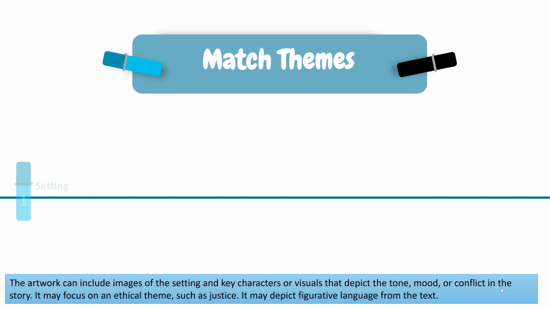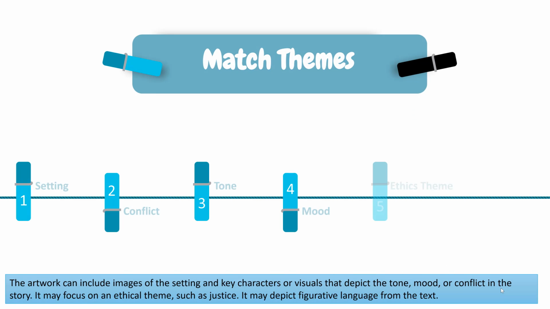The artwork can include images of the setting and key characters, or visuals that depict the tone, mood, or conflict in the story. It may focus on an ethical theme such as justice. It may depict figurative language from the text.